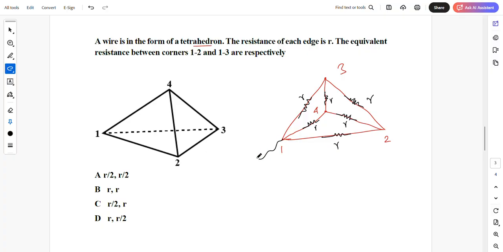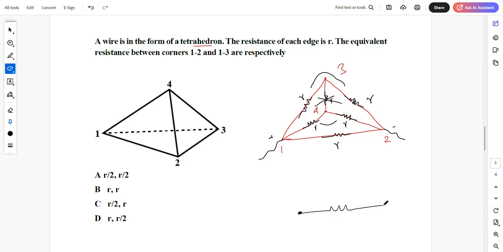Let us find between 1 and 2. This is plus and this is minus. Now we are calculating the equivalent resistance between 1 and 2. If I observe this one, it is a Wheatstone bridge, R by R, R by R. What happens? This gets cancelled. Though current flows here, R will not be there. Then what happens between 1 and 2?